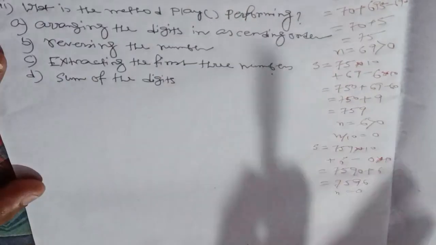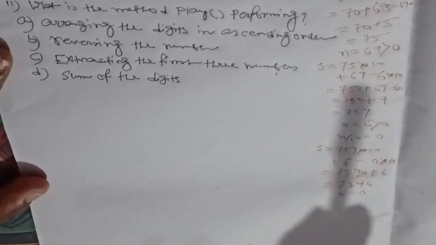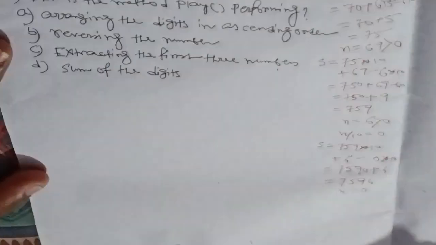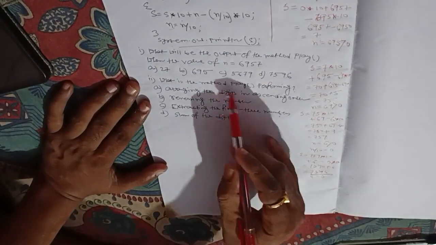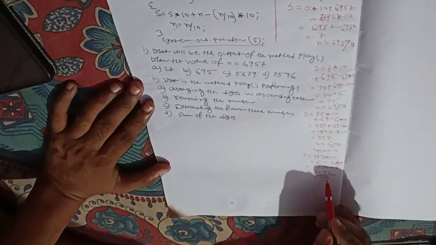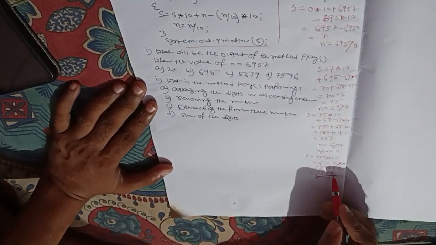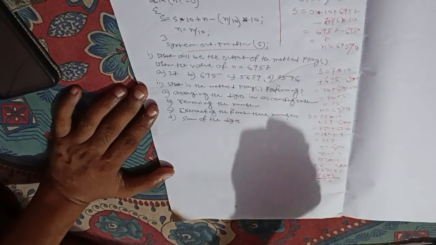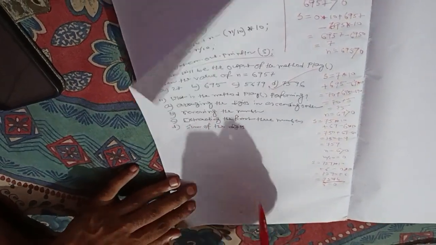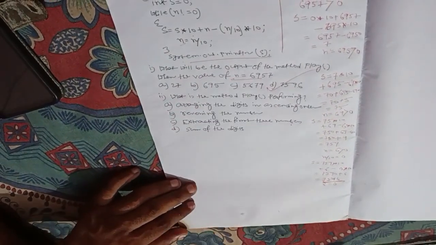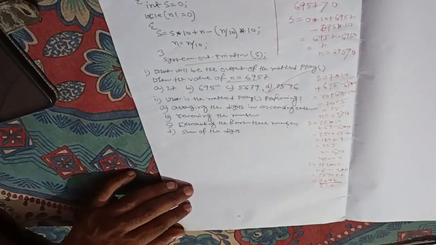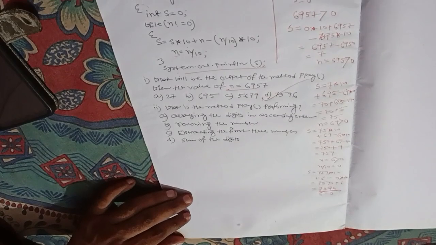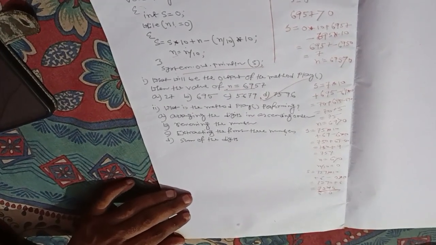So n not equal to 0 is false. So the loop will be terminated and the value of s will be printed, that is 7596. Sorry, the final value will be 7596. So option D will be the correct answer. We have entered the value of n 6957 and we are getting the value 7596. Reverse number we are getting here.